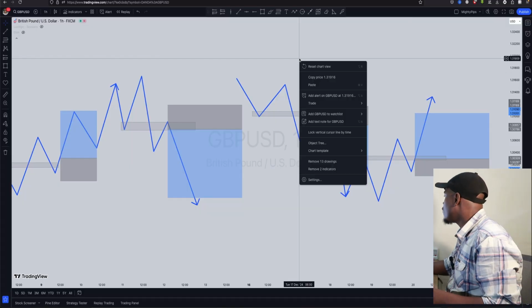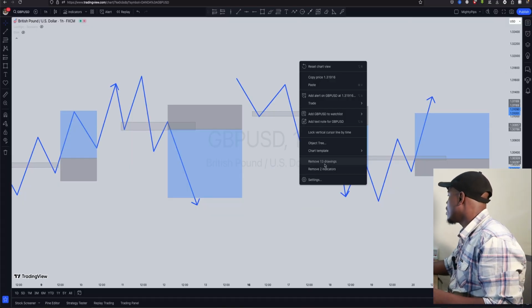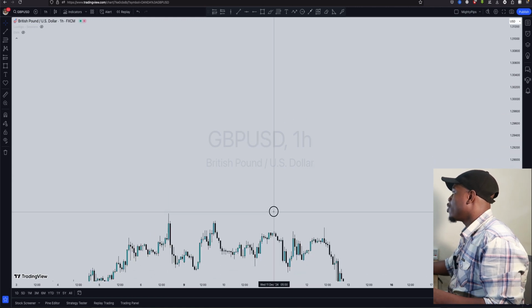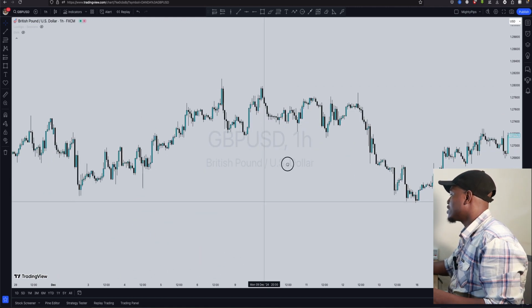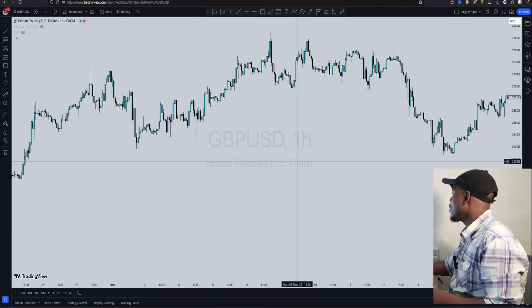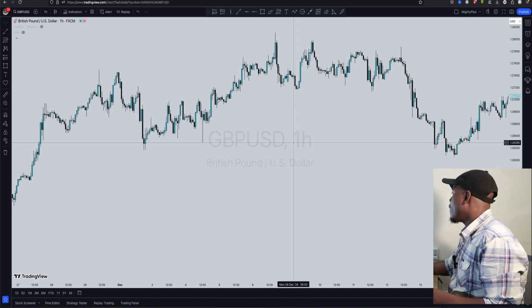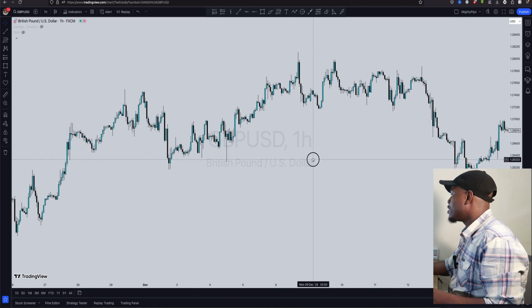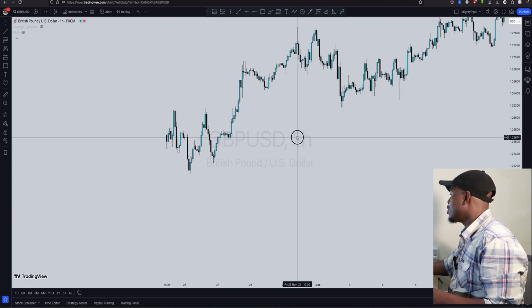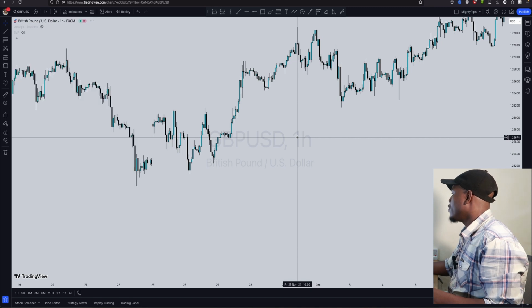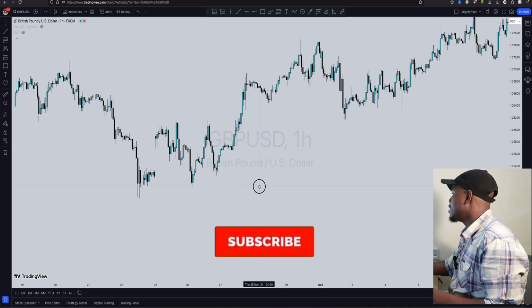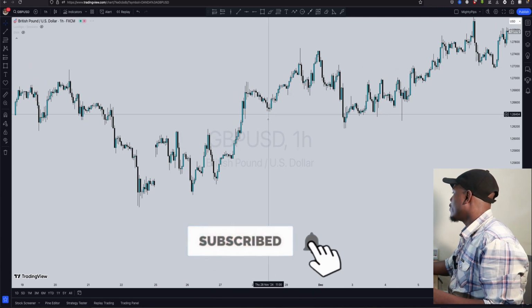Right, so let me remove all drawings right here, okay? Let me remove the drawings so that we go on the live chart and we look for some of those examples, okay? We look for the examples. Now, let us look for examples first in a bullish trend, okay?